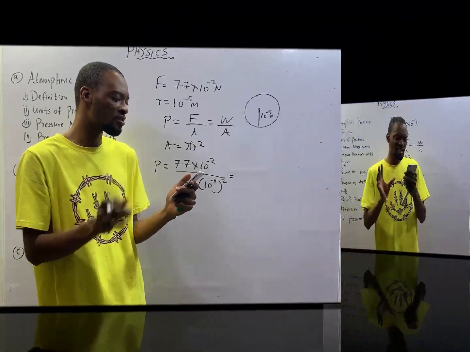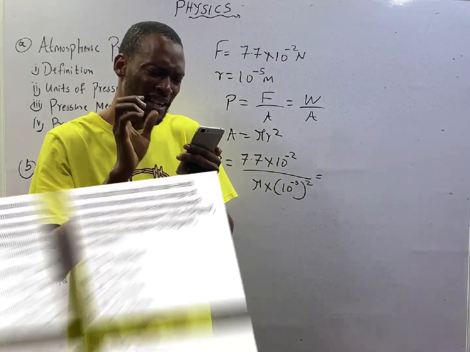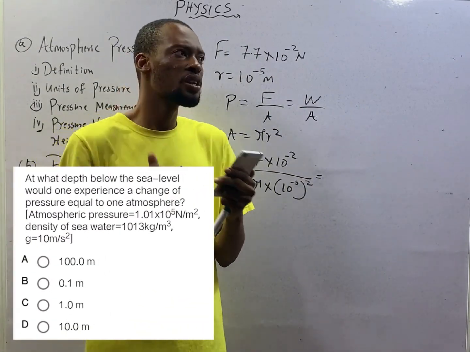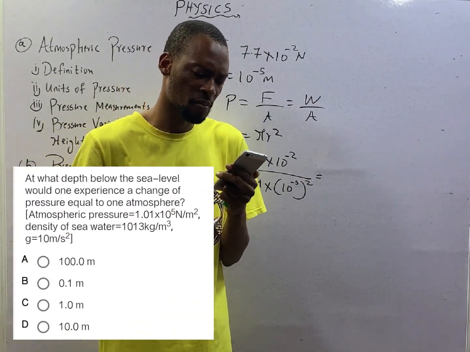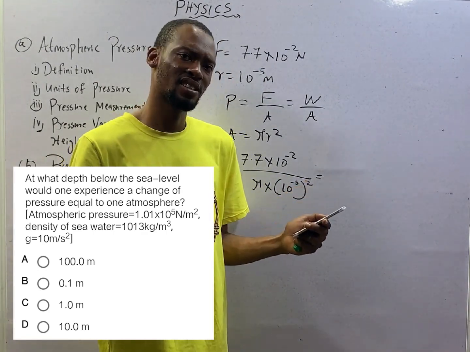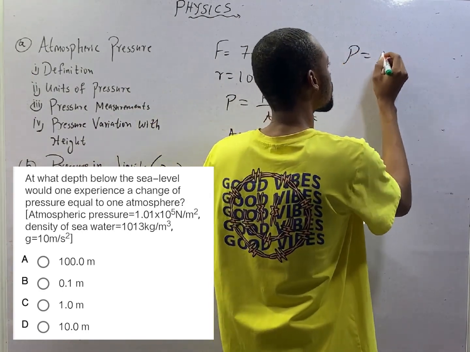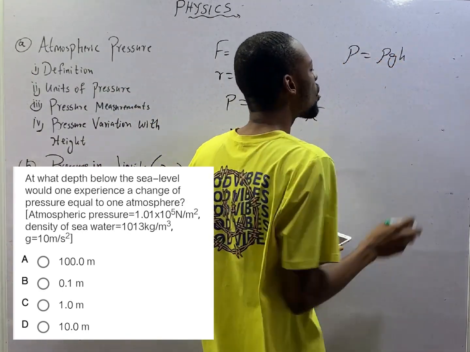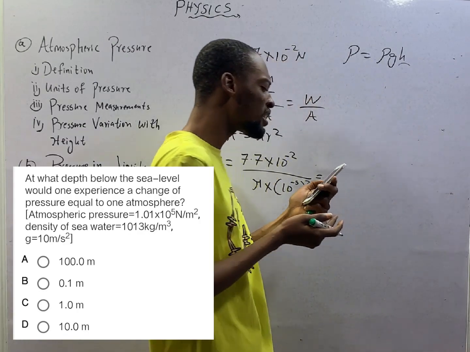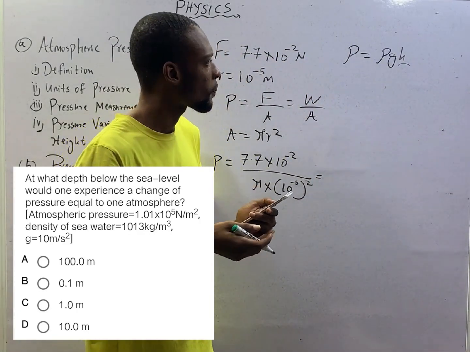Option A is correct. At what depth below the sea level would one experience a change of pressure equal to 1 atmosphere? We are looking for height, and we know that pressure equals rho g h. So at what depth will one experience a pressure that equals 1 atmosphere?